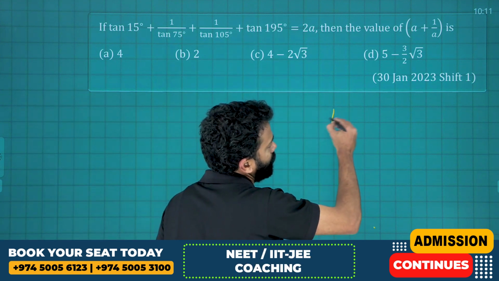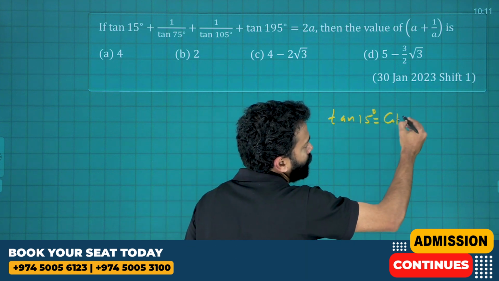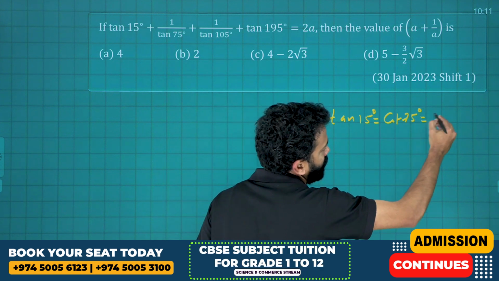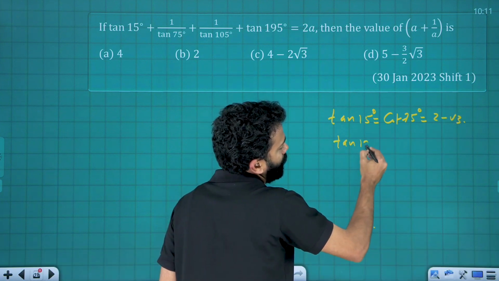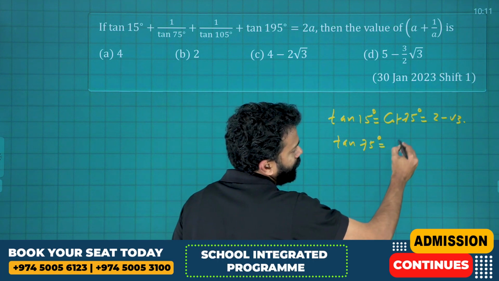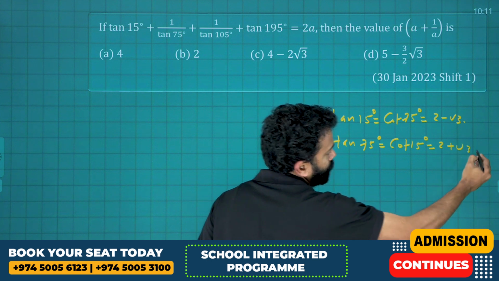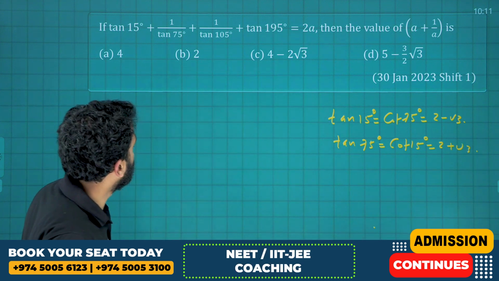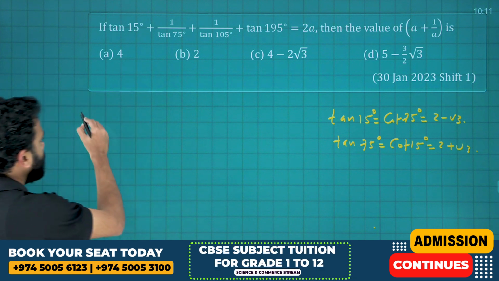That is tan 15. What is the value of tan 15? Its value is equal to cot 75, that is equal to 2 minus root 3. And what about tan 75? tan 75 degree is equal to cot 15 degree, which is equal to 2 plus root 3. Okay. So, we can directly substitute tan 15 here.